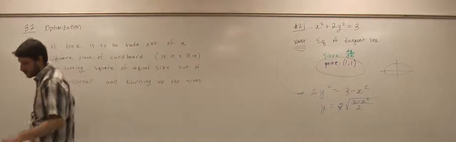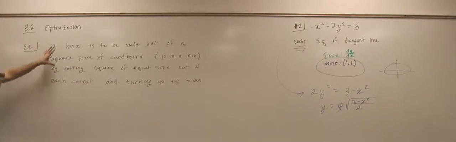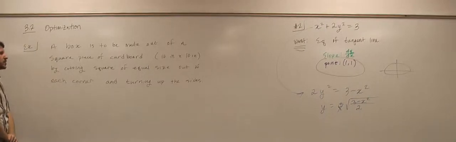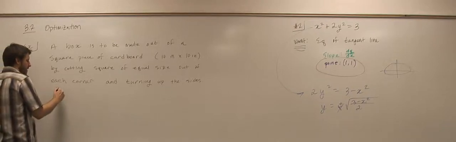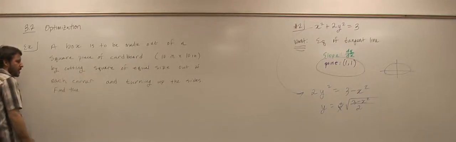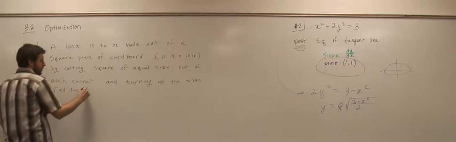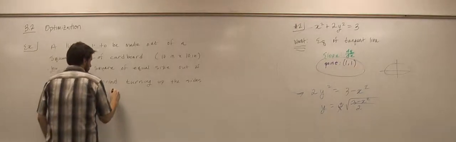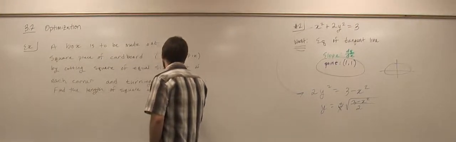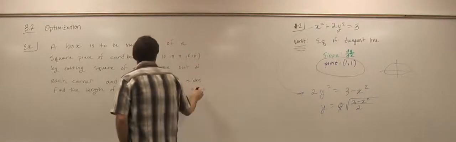So this is actually a problem that you should have seen in 126, or the setup for a problem that you should have seen in 126. The question in 126 was to build a formula, a function, for the volume of the box. The question here is a little more complicated: you're supposed to find the length of the square to cut to maximize the volume of the box. So we want to maximize the volume here. Find the length of square to cut out that maximizes the volume of the box.